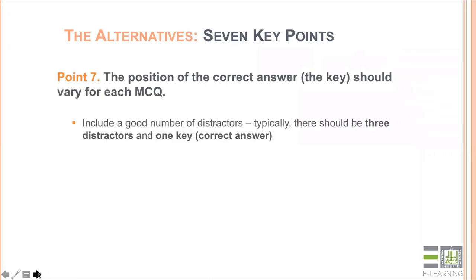Also, I've covered this in a question, make sure that you have at least three alternatives. The maximum I would suggest using is five, but the average number is four. So let's say we base our list of alternatives on four, there should be three distractors and one key answer as part of your list of alternatives.